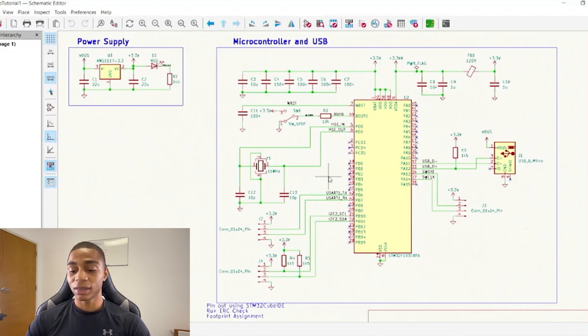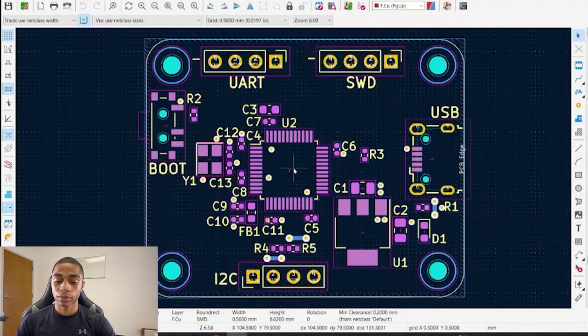So that is the basic outline, or what I did is I provided a basic understanding of our microcontroller schematic design process. And next we'll move on to our PCB layout and talk about that a little bit as well. Cool. Okay, so we're on to the next section, and this section is going to be our PCB layout.